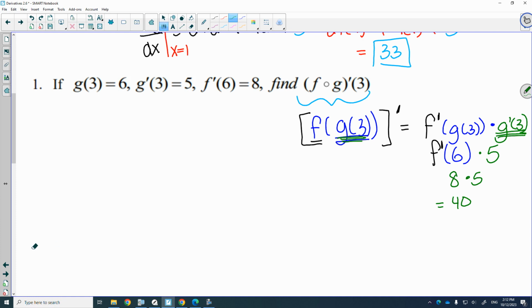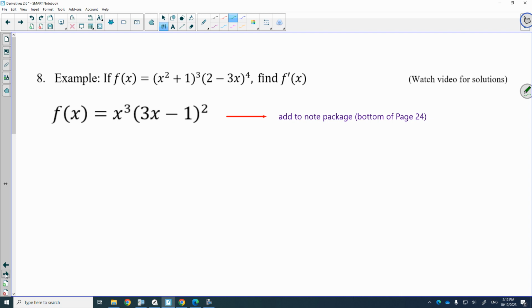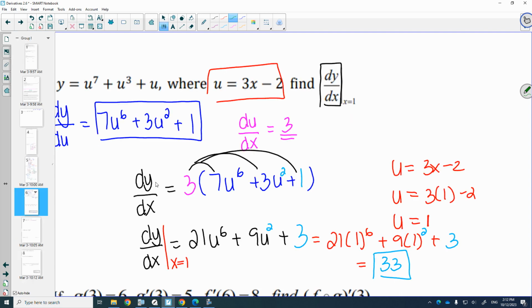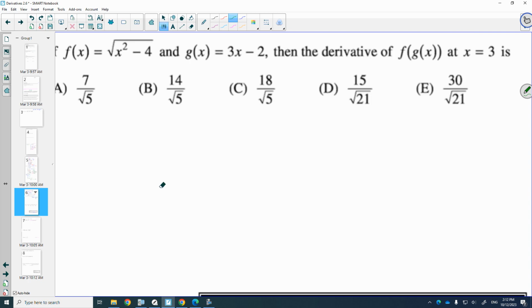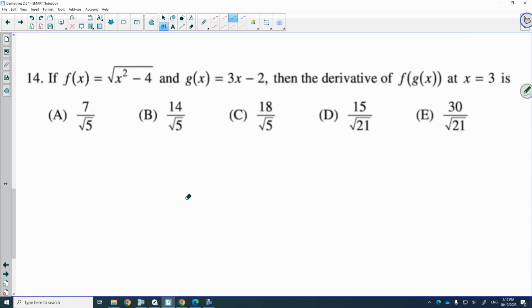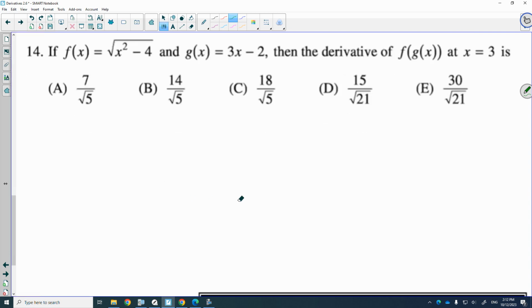So find a sheet of paper. You'll have a few of these in your homework to practice. Okay, here's what I want you to write down on a sheet of paper. This was an AP non-calculator question.